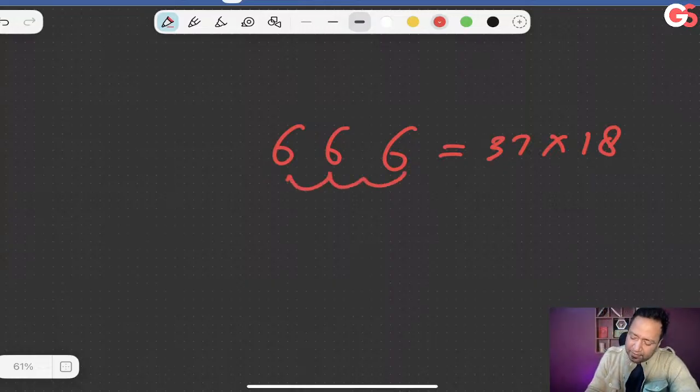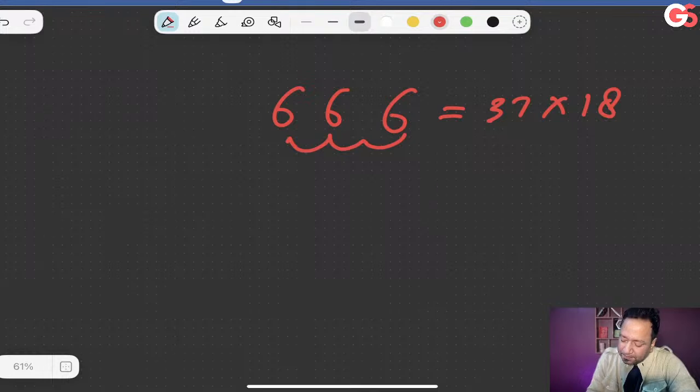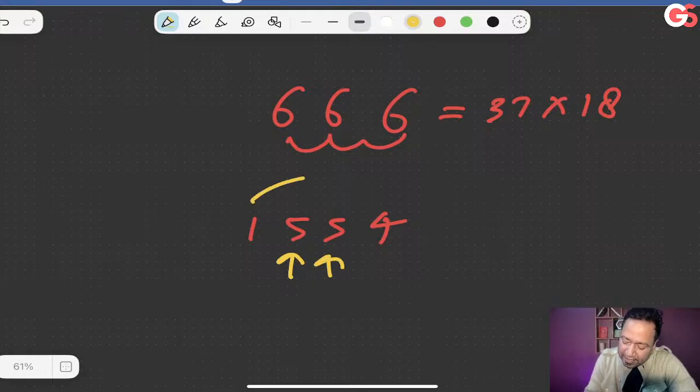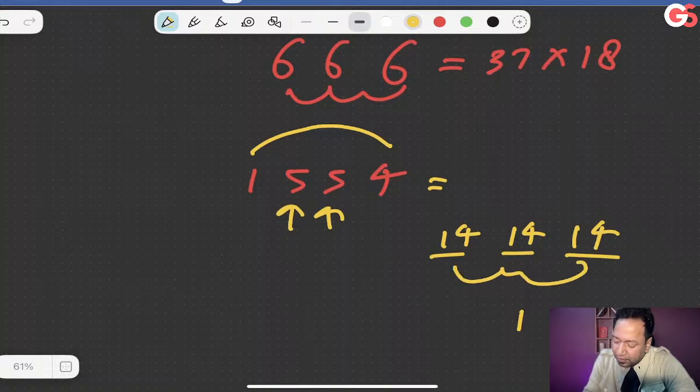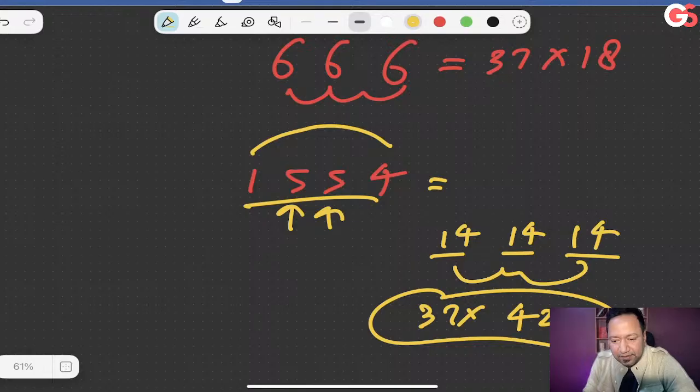If it's a four-digit number, it will look like this: 1554. Listen to me carefully. To be a multiple of 37, the middle two numbers should be the same, and they should be the sum of the first and last. So it must have been made by 14, 14, 14, three equal parts, which when I add becomes 42. So this is 37 multiplied by 42. You can check this on a calculator. This is always going to happen.